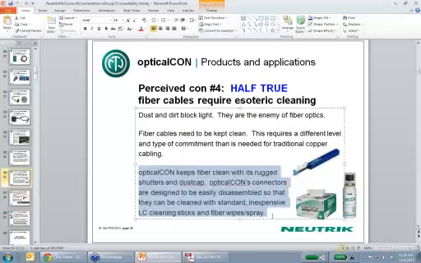We want you to learn about cleaning. We want you to know how to clean, but it's also important to know that you can install this stuff. You can send it off to a client. They can use it for many, many years with no problems. And so it's part of the reality of fiber.